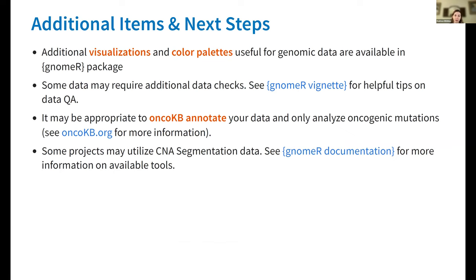Additionally, depending on where your data is sourced from, you might need to do some additional data checks. So the genieBPC vignette, which is linked here, has some helpful tips on just QAing this sort of genomic data in general. It might be appropriate to OncoKB annotate your data and only analyze oncogenic or likely oncogenic alterations. So I would recommend checking out oncokb.org, and there's some functionality that's woven into gnomeR to do that as well.